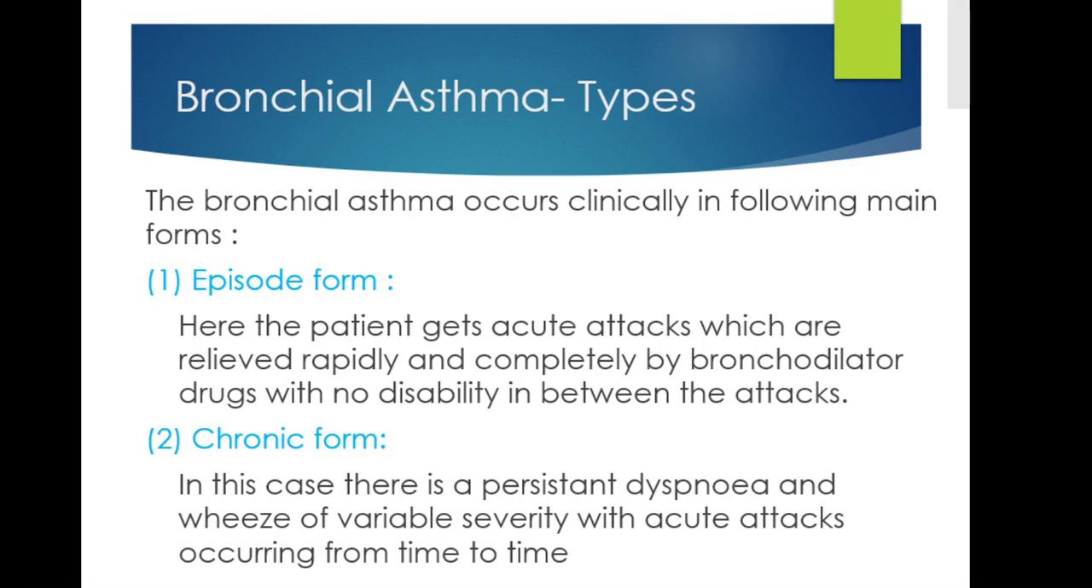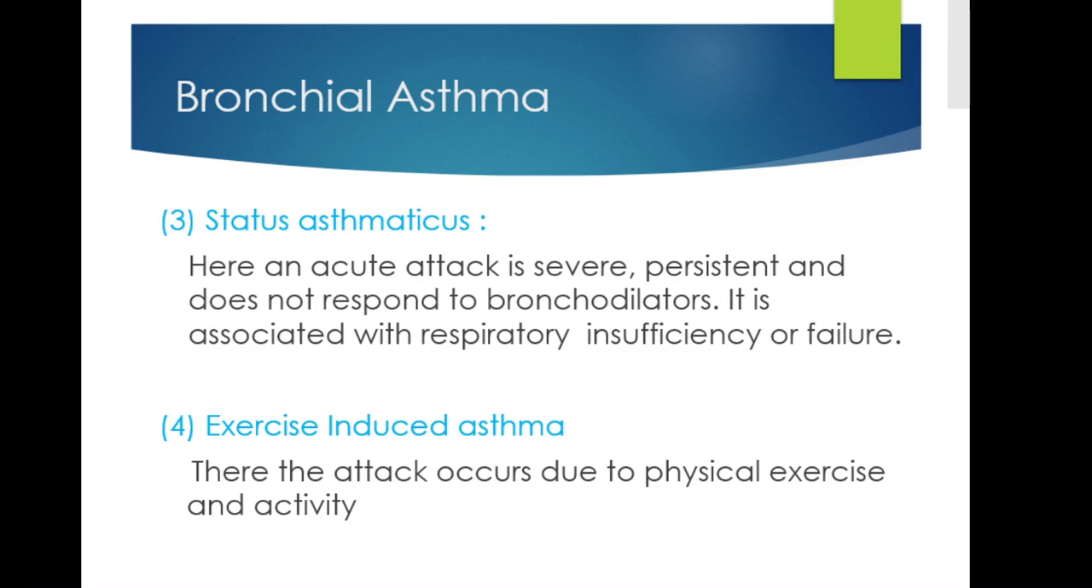Next, coming to the types of asthma. First type is episodic form. Here the patient gets acute attack of asthma which is rapidly and completely relieved by bronchodilators with no disability in between the attacks. Next is chronic form, where there is a persistent dyspnea, difficulty in breathing, and wheezing sound with in between acute attacks occurring from time to time.